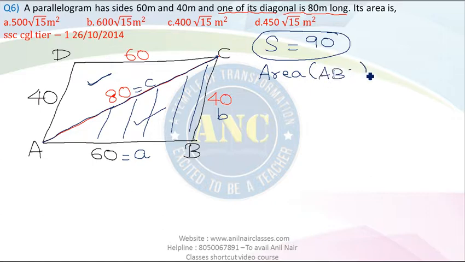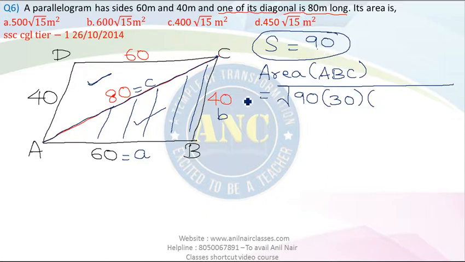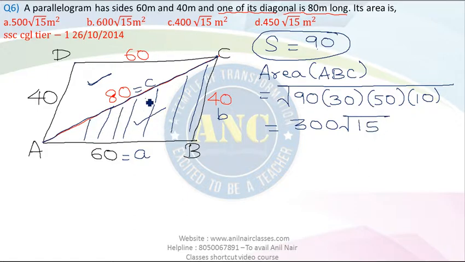Area of triangle ABC from Heron's formula is square root of S into S minus A, that is 90 into 30, since 90 minus 60 is 30, 90 minus 40 is 50, and 90 minus 80 is how much? It is 10, right? If I simplify, you will finally end up getting the area of the triangle as 300 root 15. This is the area of this shaded portion.